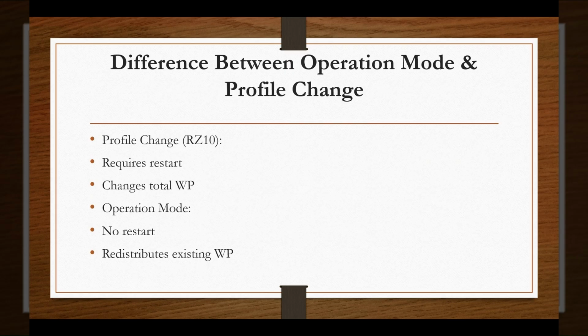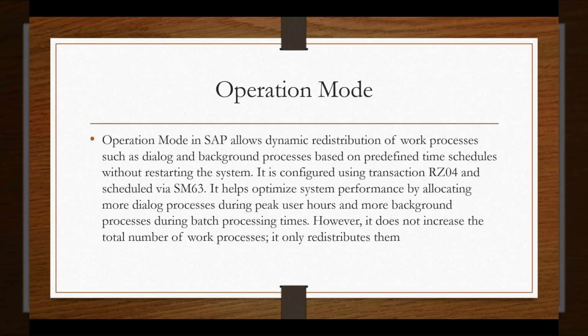So instead of doing it manually daily, that is a kind of automation that can be done, and you do not need to restart the system. Once you set up the operation mode automation using transaction RZ04. Okay. Now, operation mode in SAP allows dynamic redistribution of work processes such as dialog and background work processes based on predefined time schedules without restarting the system. It is configured using transaction code RZ04 and scheduled via SM63.